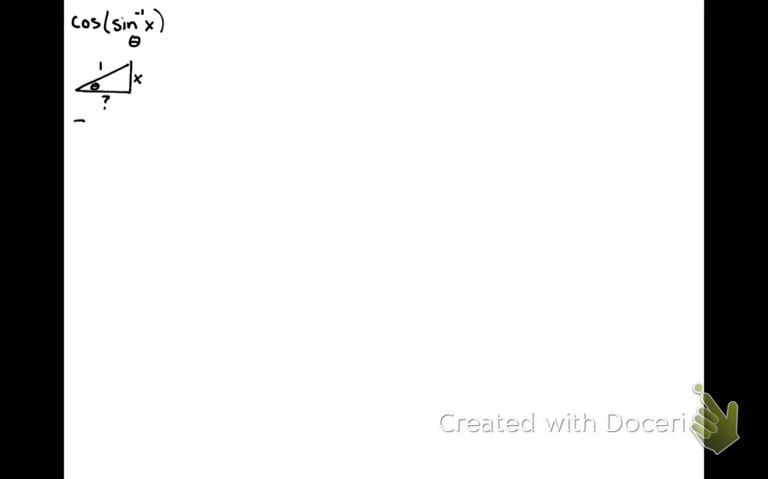Well, by the Pythagorean theorem, what I want to know squared plus x squared has to equal 1 squared. Or what I want to know squared should equal 1 minus x squared, or what I want to know has to equal the square root of 1 minus x squared. So the answer to my question is simply the square root of 1 minus x squared.